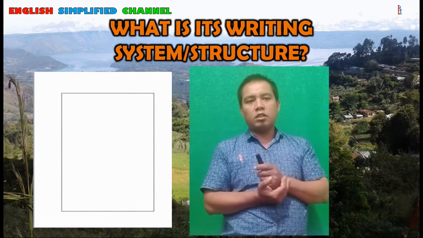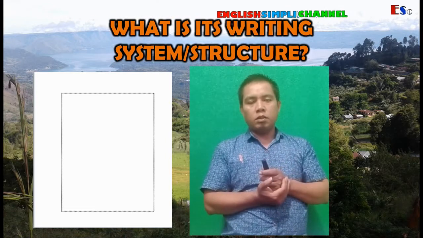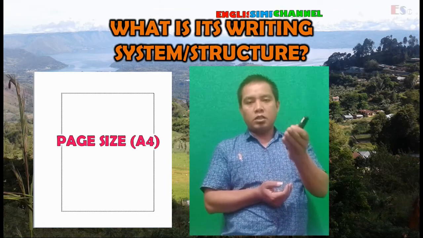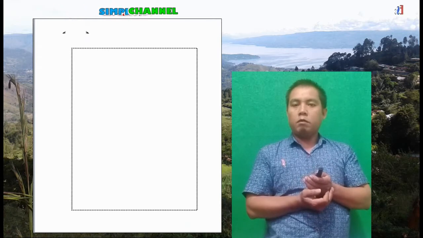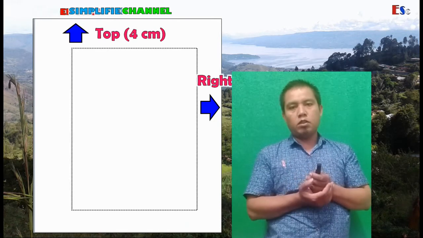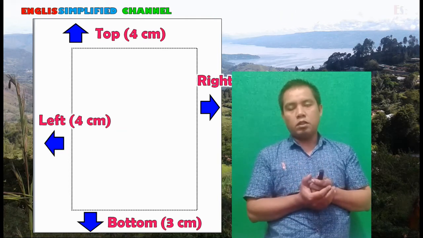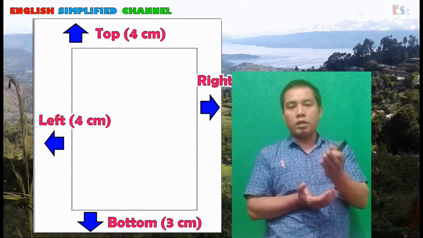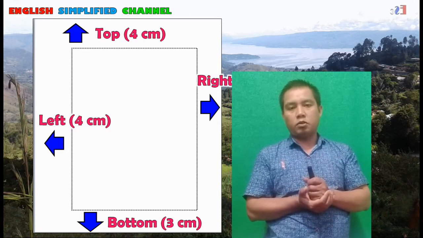What about its writing system or structure? In the university where I lecture my students, the proposal must be written in page size A4, and the margin of the page is top 4 centimeters, left 3 centimeters, bottom 3 centimeters, and right 4 centimeters. So left and top, they are similar, 4 centimeters, while right and bottom, they are 3 centimeters.